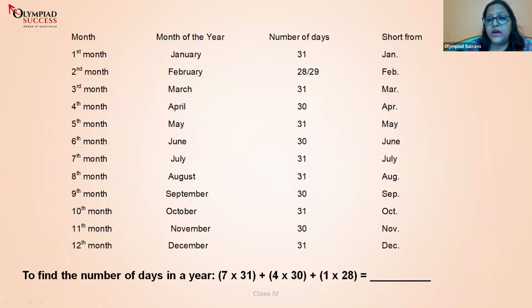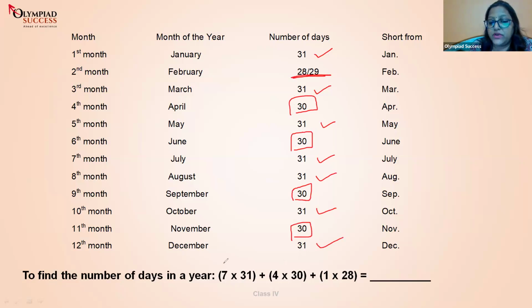Here this is the way how we calculate the number of days in a year. We already did that there are 7 months with 31 days. 1, 2, 3, 4, 5, 6, and 7. 31 days in 7 months. Now the number of months with 30 days: 1, 2, 3, and 4. So 7 plus 4 makes 11. And you are left with 28 or 29 days.